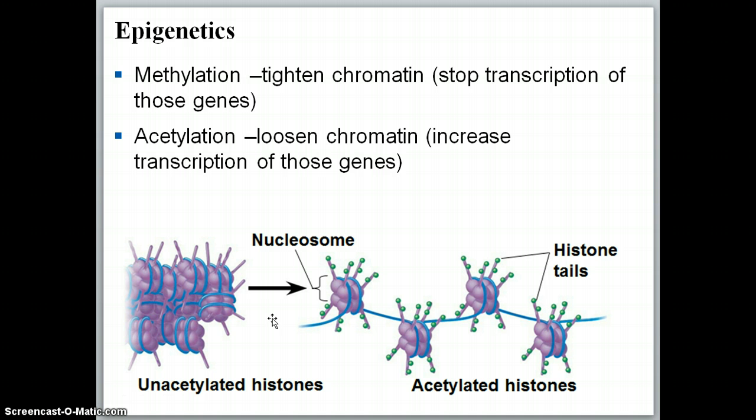When the chromatin is a little less tightly packed, RNA polymerase can get in there and increase transcription of those genes. Whenever the DNA is wrapped really tightly, transcription is essentially going to stop on those genes. So this is the first way that cells can become a little bit different.